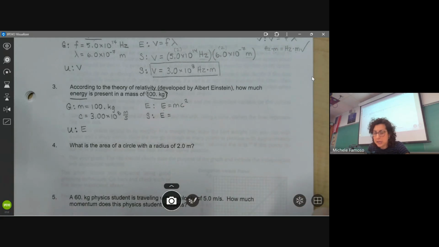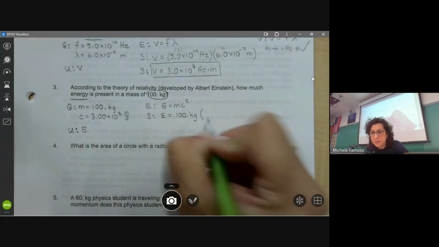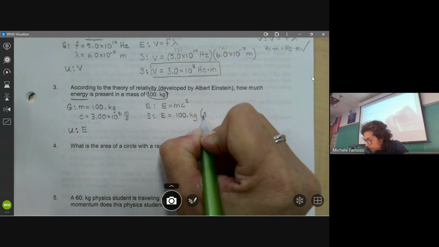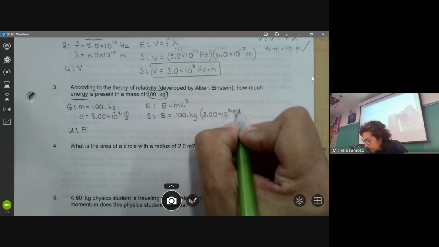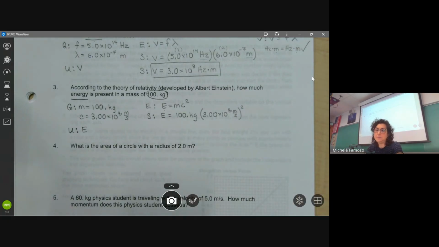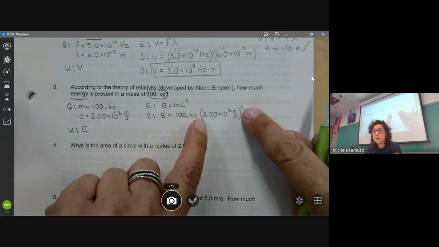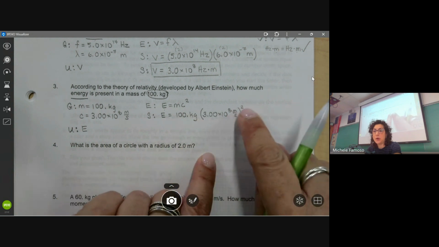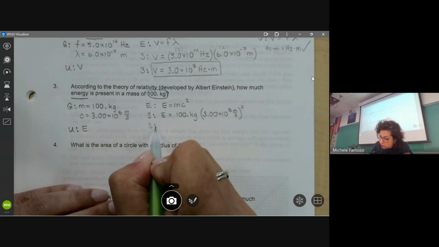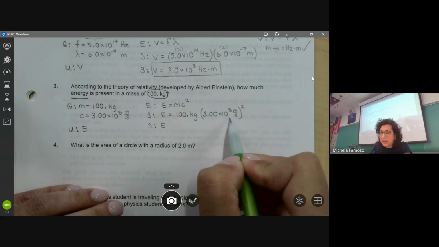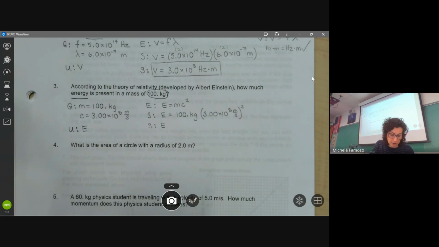So capital E is equal to 100 kg times the quantity 3.00 times 10 to the 8 m over s, and we're going to square that value. Please surround that measurement with parentheses because that square applies not only to the number, it also applies to the units. Now you're going to go to your calculator and you're going to solve it. Since we have one number in scientific notation, you want to be in the SCI mode on your calculator.